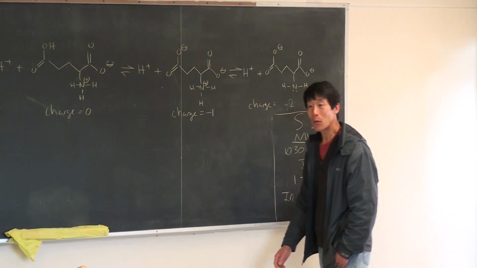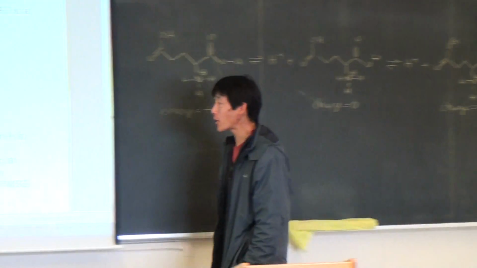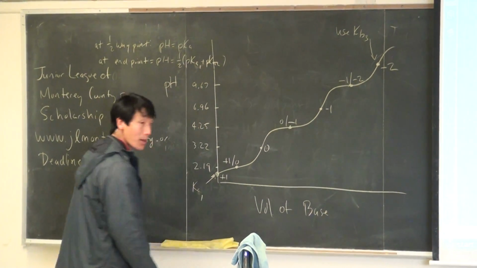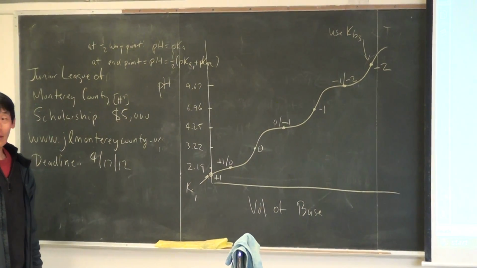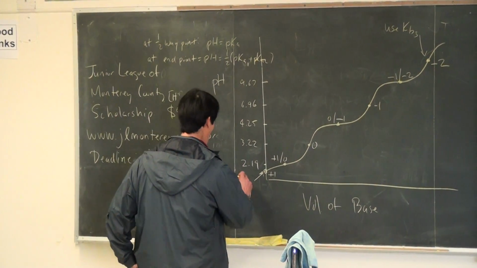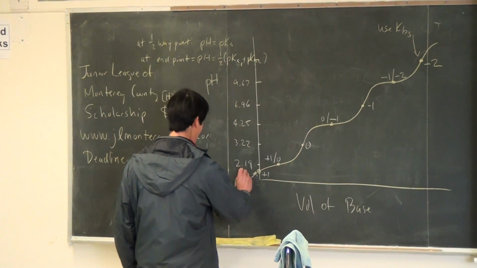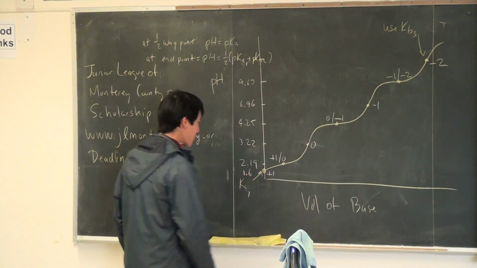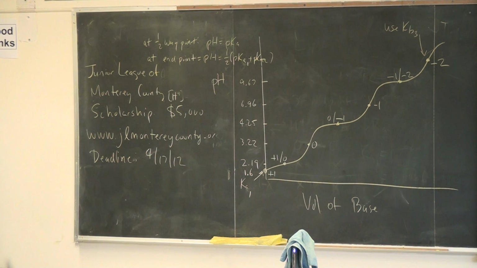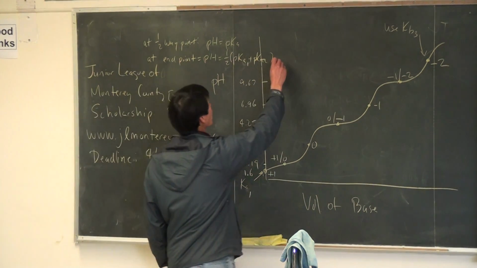Okay, so what do you have for the pH at the starting point? 1.6? You guys all get that? Yep. Okay, so the pH here is going to be 1.6. And what about the pH at the third endpoint? 11.04.